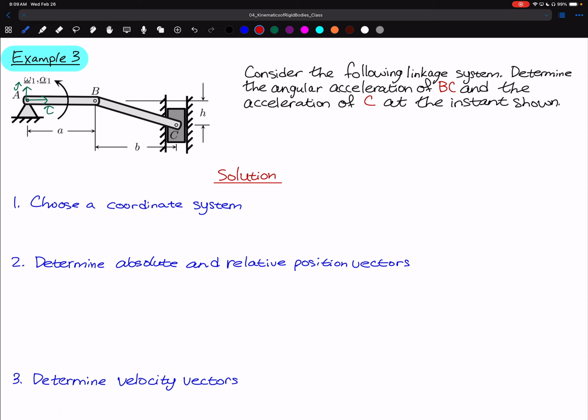We're going to consider the following linkage system as shown here. We're asked to determine the angular acceleration of the link BC and the acceleration of point C at the instant shown.